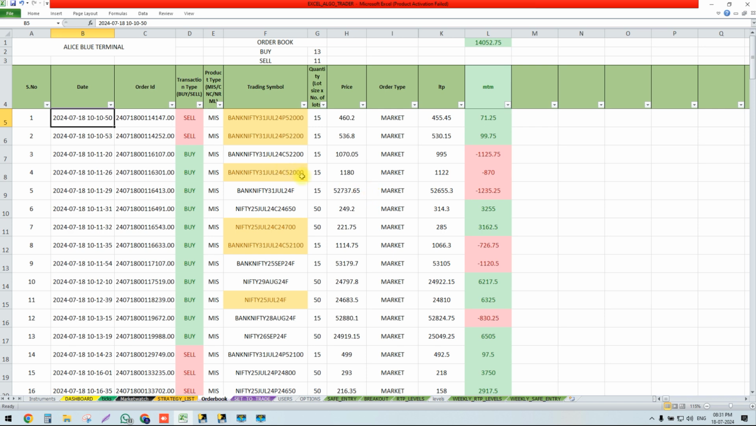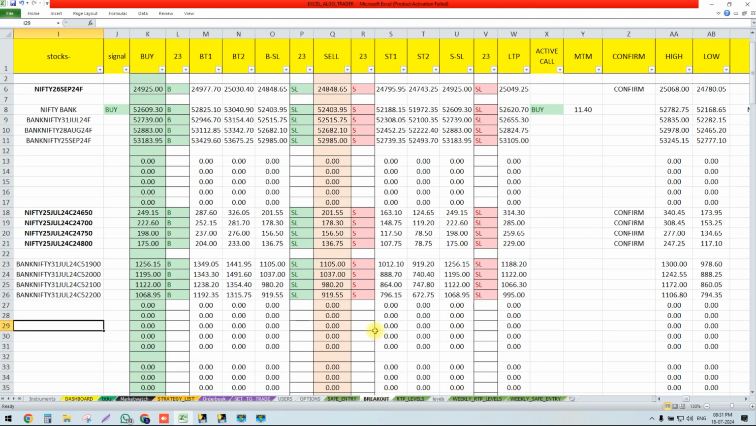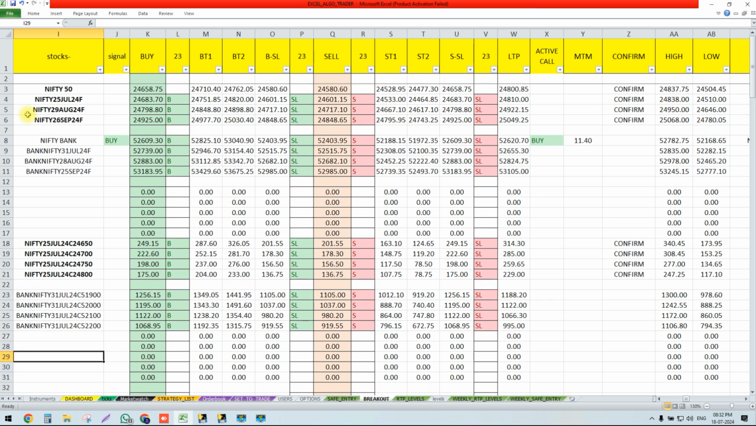Next we'll go for the breakout strategy, which most people prefer to see. Our breakout strategy gives 75 to 80 or 85% accuracy. Sometimes you can look at safe entry also, but mostly I'll prefer you to use the breakout strategy only. Now let's see our Nifty 50 index.